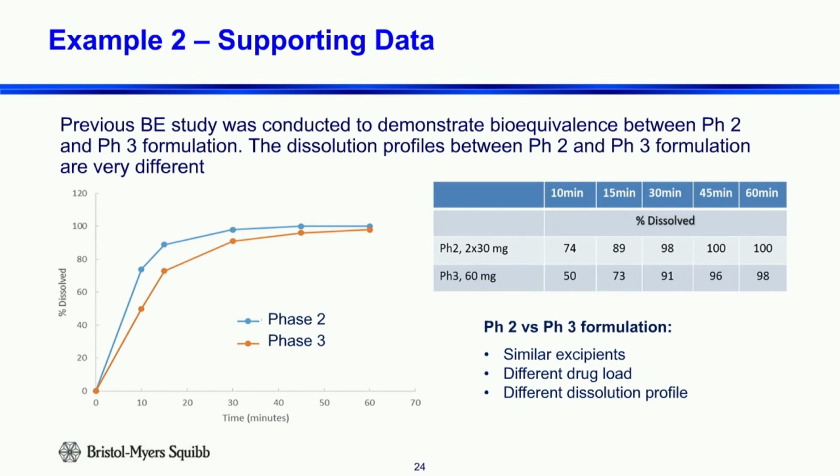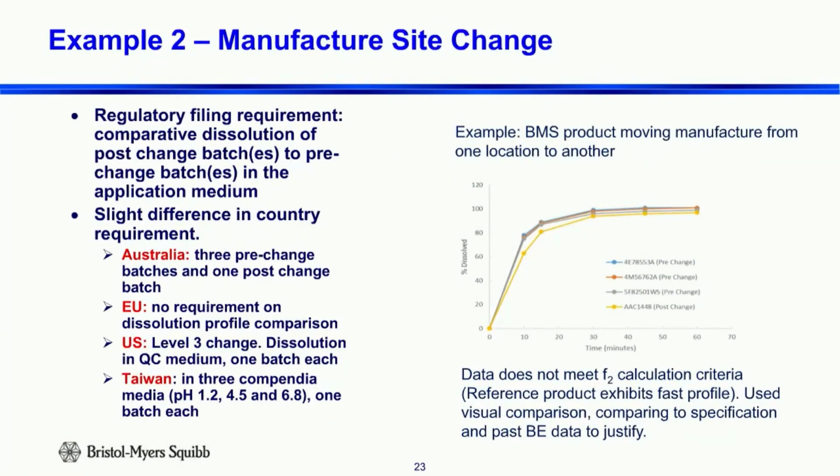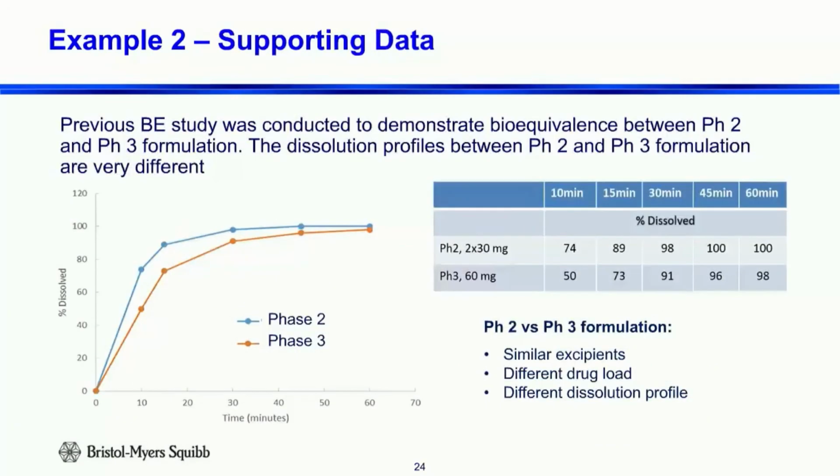So we use this data to show that even though in vitro dissolution shows the two products are different, the BE study demonstrates the two products act exactly the same in vivo. So using this data to support the dissolution profile difference between the new site and the current site, which should not be different in vivo, means that in vivo performance should be the same. And with this justification, it was also accepted by the countries where this product was submitted.